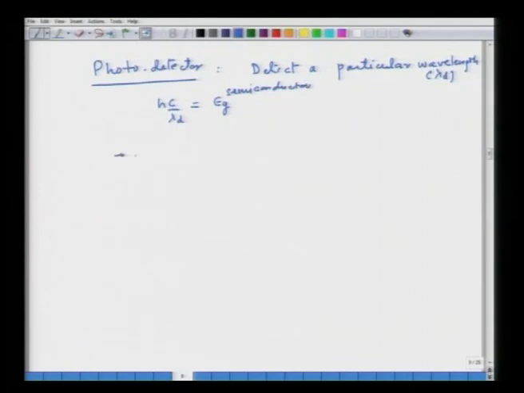So, if I want to detect infrared, silicon is not the choice material, I will go for chalcogenides like mercury cadmium telluride. If I want to detect visible light, which is higher than 1.1 eV, then I can go for silicon detectors.